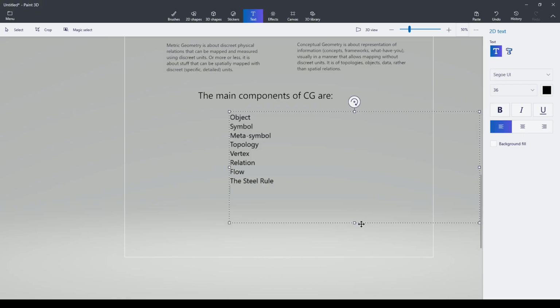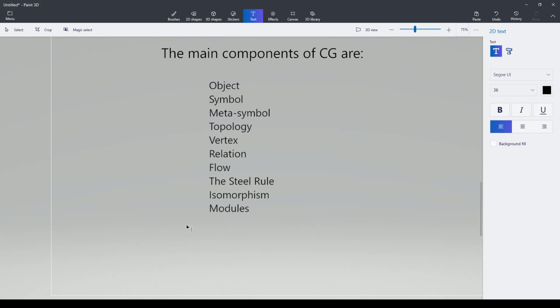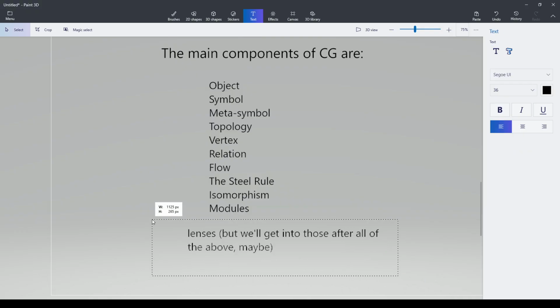and like I said, I don't write scripts. I feel like I'm forgetting one. Oh yeah, isomorphism and modules. Now, there's these things called lenses, but we'll get into those after all of the above. Maybe.